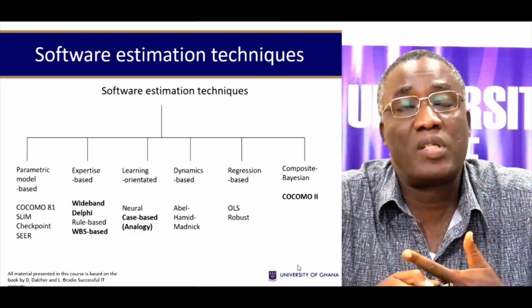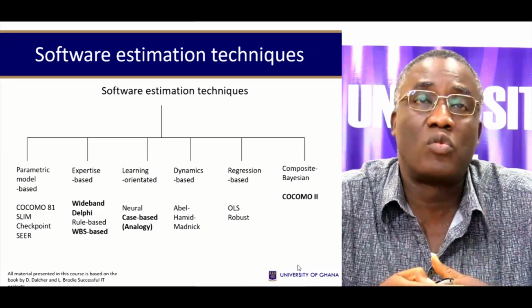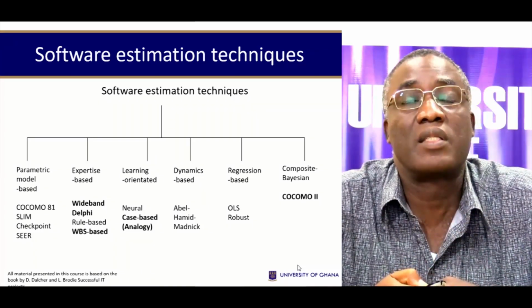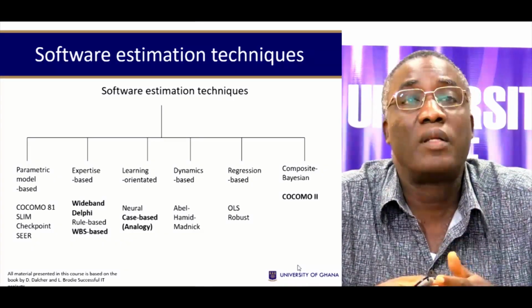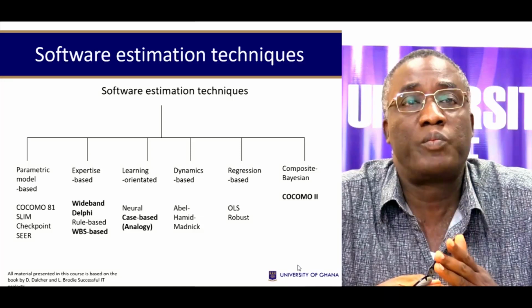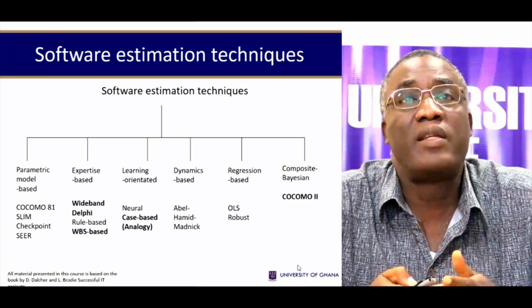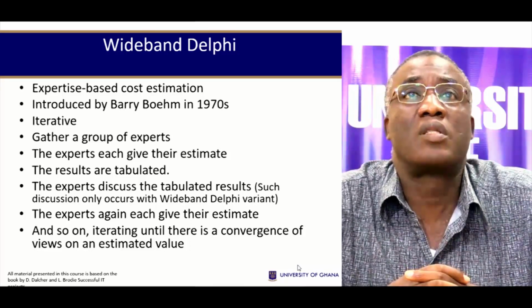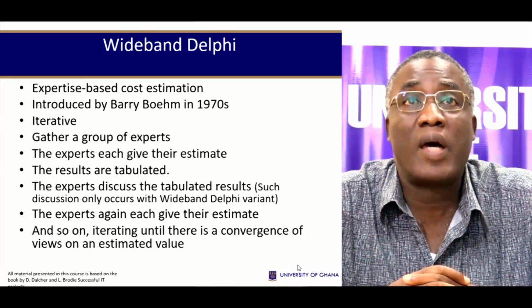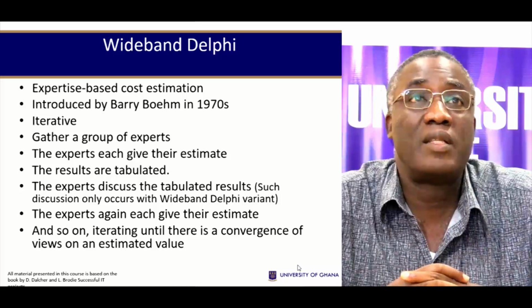And you may want to read up on each of them, so you have a rough idea of what each one states. So there's a parametric model, which is COCOMO 81, but then let's just briefly discuss the Wideband Delphi model. It's an expertise-based cost estimation model which was introduced by Barry Boehm in the 1970s.